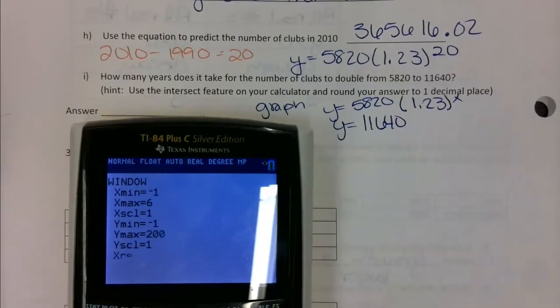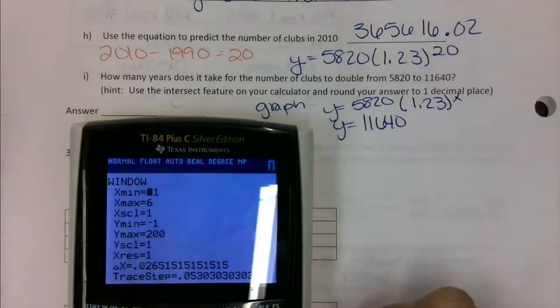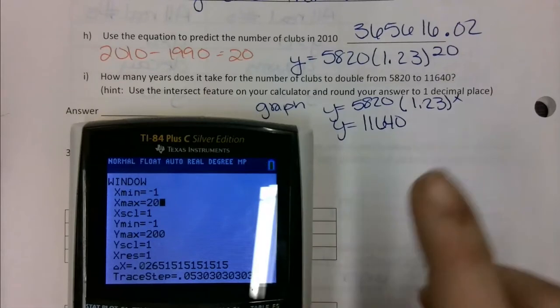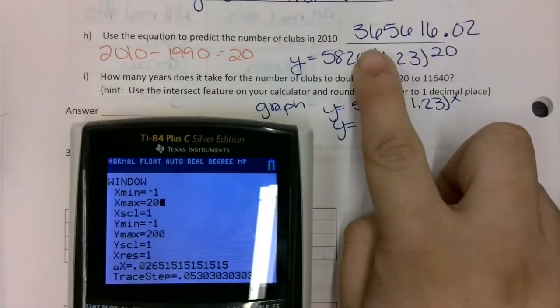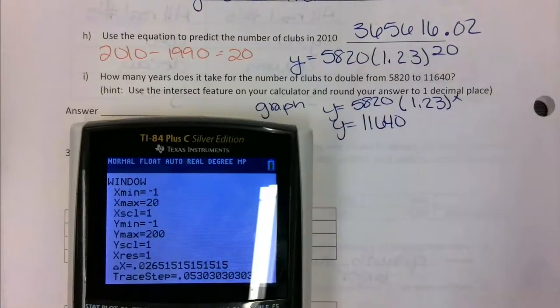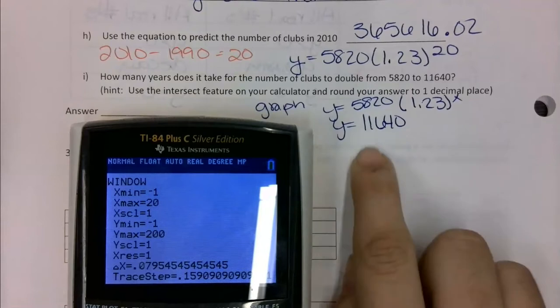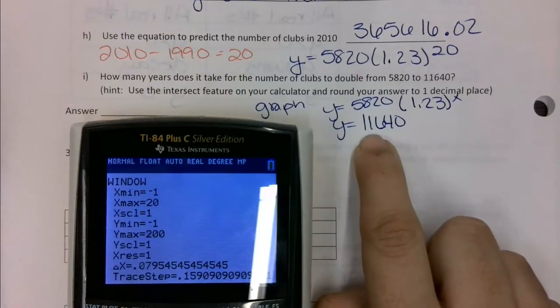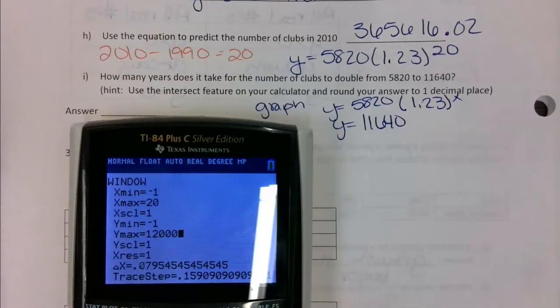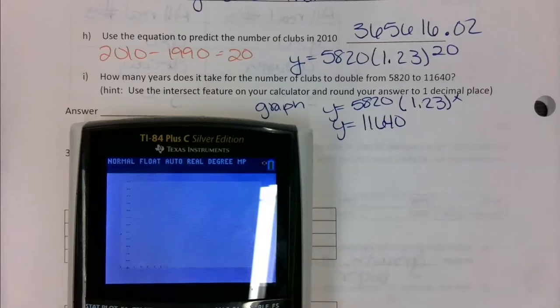Then I want to make sure my window is big enough. My x-min doesn't really matter. My x-max, I probably want it to be 20, because I know in the year 2020 it reaches 365,000, so I'm good there. My y-max, I want it to go up to this y value, so I'm going to do 12,000. So I can see it. The larger I make my scale, the faster it graphs.